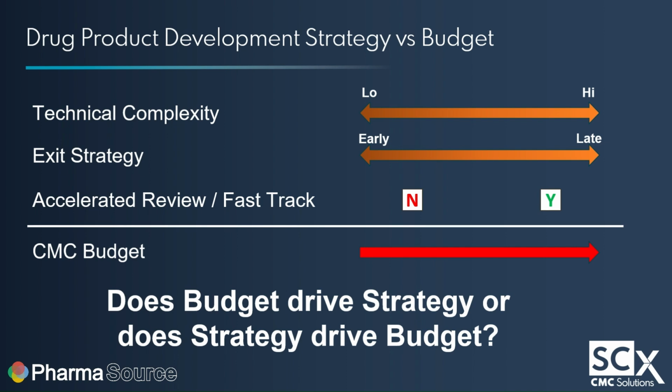Exit strategy: the longer you do the development, the more work that you have to do and, obviously, the more budget you're going to burn through. And then a more important one, actually more recently important, is the accelerated review and fast track.